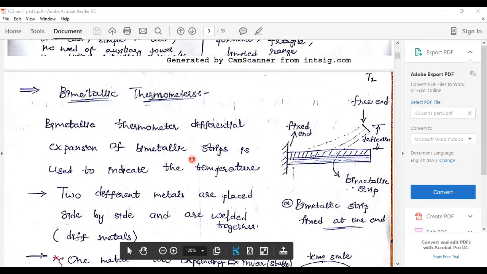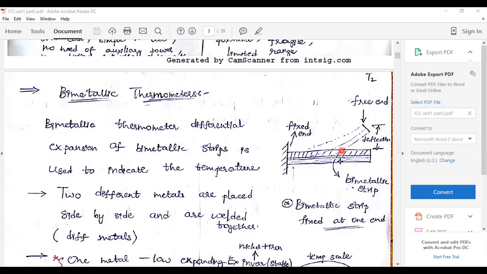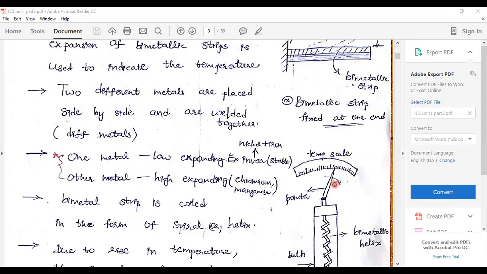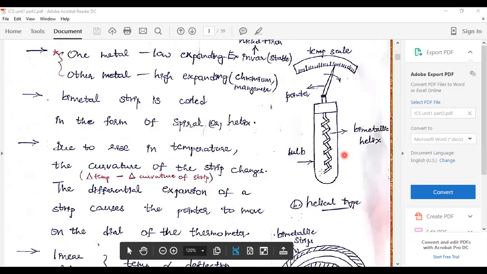And this is the bimetallic strip. Bimetallic strip thermometers are also present. One end is fixed, and at the other end two dissimilar metals are joined, and there is a movement in the bimetallic strip which takes place. This is another type of thermometer, and this is the helical type.